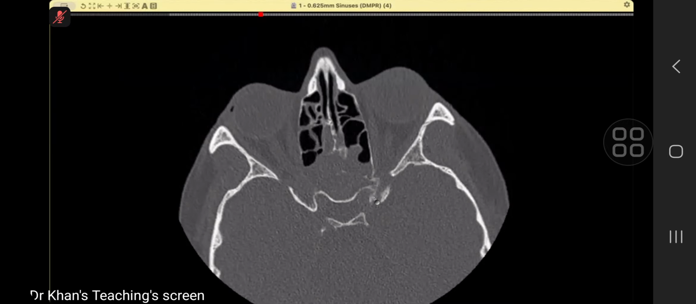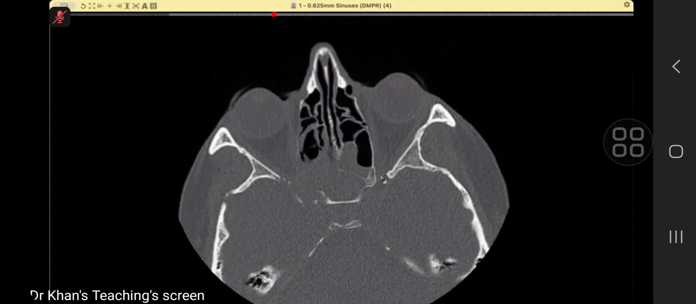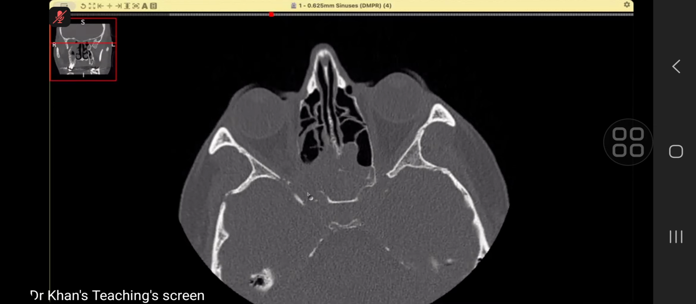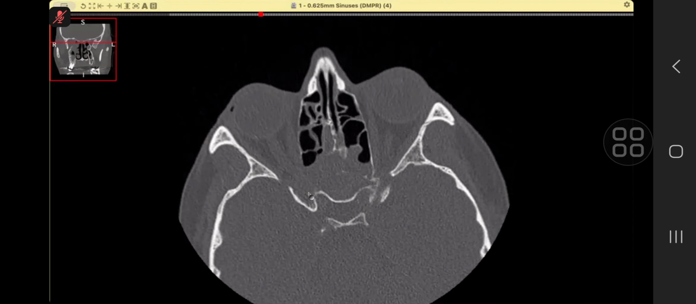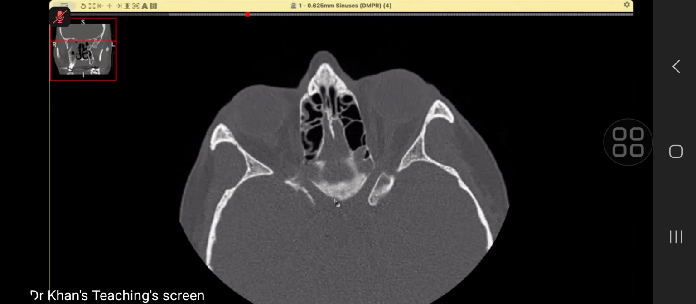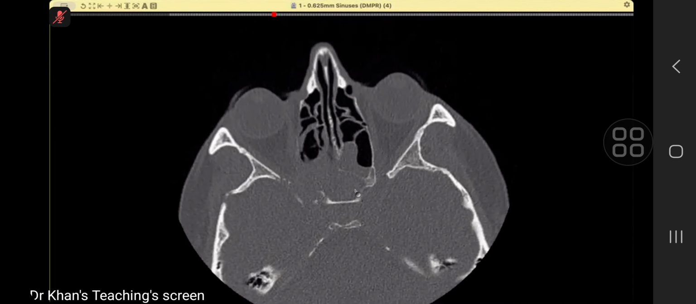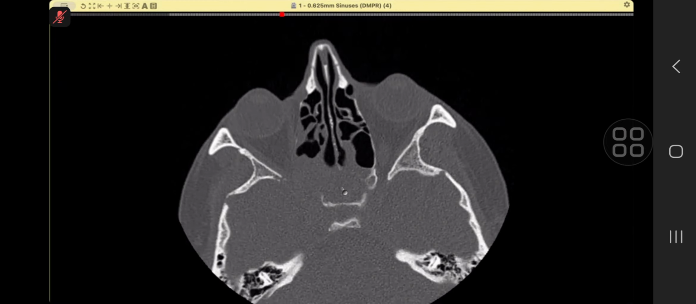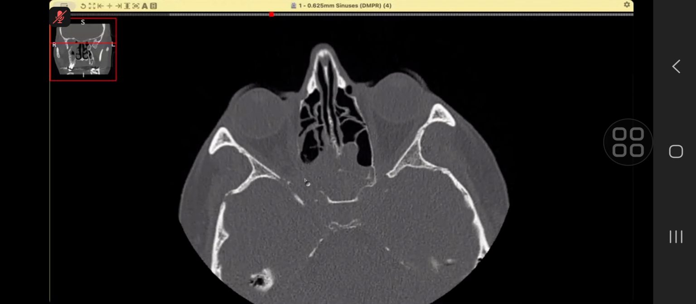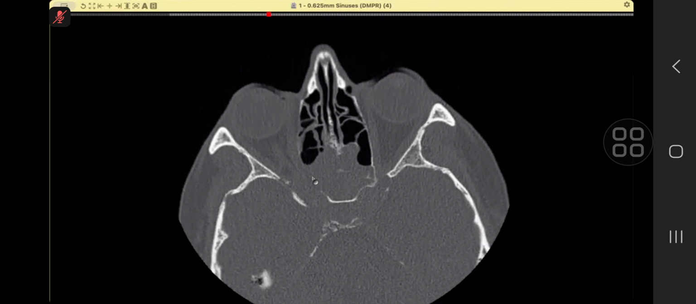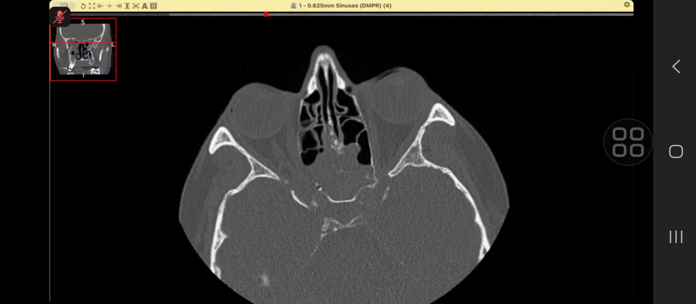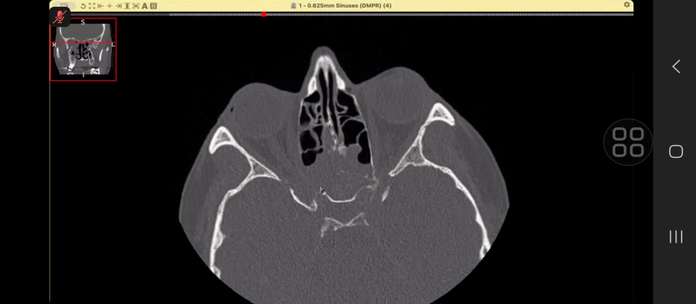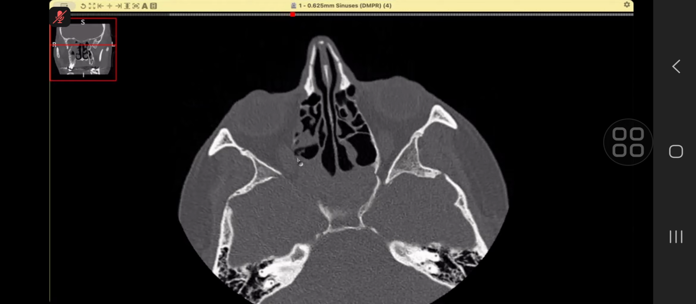As we go inferiorly, we can see the superior orbital fissure. Here, you can already see something is abnormal. Please remember that inferior to the sella should be the sphenoid sinus. And now you can see that there is soft tissue filling up the sphenoid sinus. And if you see, this wall of the sphenoid sinus is eroded. So as we go inferiorly, of course, look at this. This is the sphenoid sinus, and the wall is eroded.